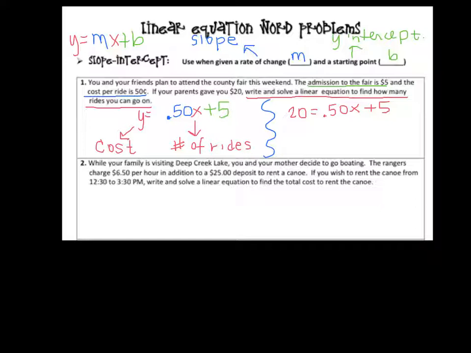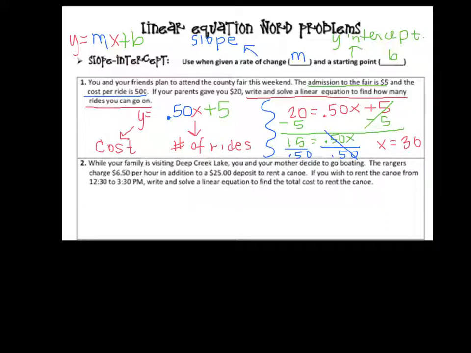So in order to get x by itself, the first thing I'm going to do is subtract 5 from both sides. When I do that, I'm going to get that 15 is equal to 0.5x. Then the opposite of multiplying by 0.5 is dividing by 0.5. And whenever I do that, 15 divided by 0.5 is 30. So I find out that x is equal to 30.